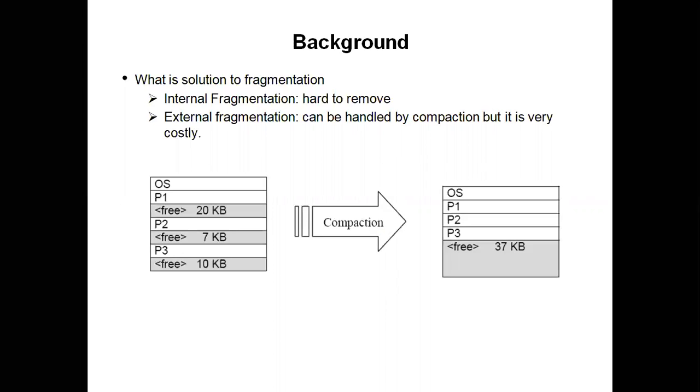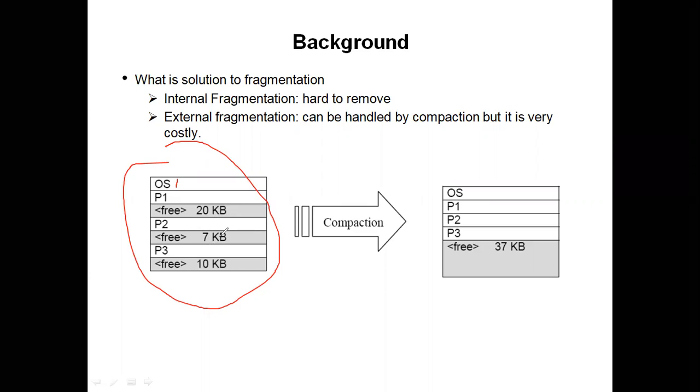External fragmentation can be handled by the method of compaction. That means, suppose this is the scenario of a memory map. So in this case, this area is occupied by the operating system, then process P1, then we have free 20 kb of space, then process P2 resides, then we have free 7 kb of space, and then P3 resides, and then we have 10 kb of space. And so in total we are having 37 kb of space free, but they are not together.